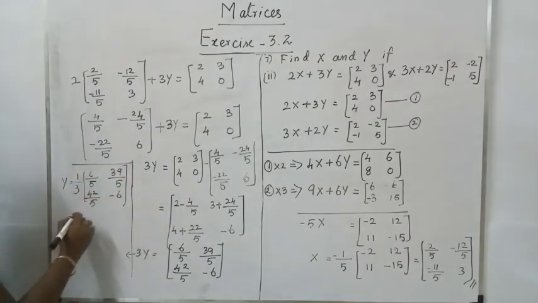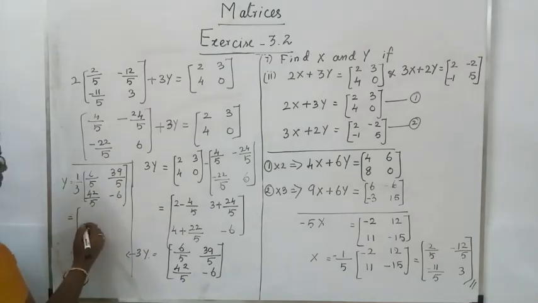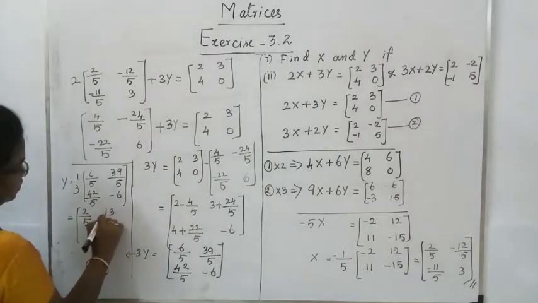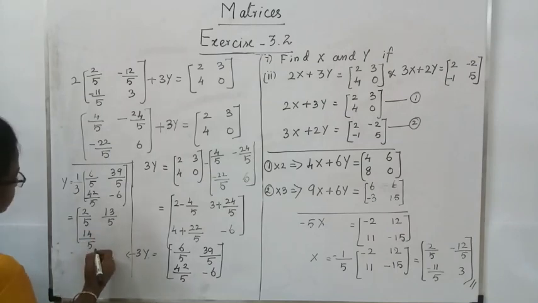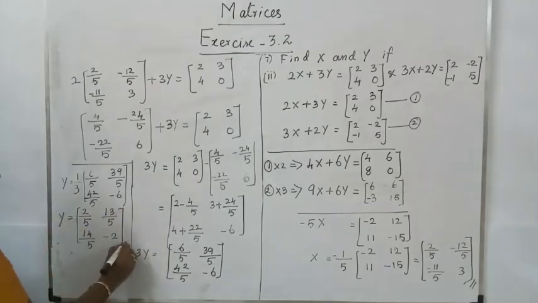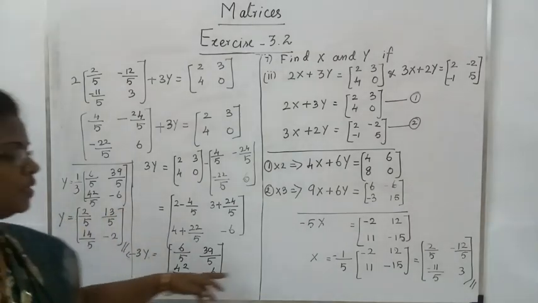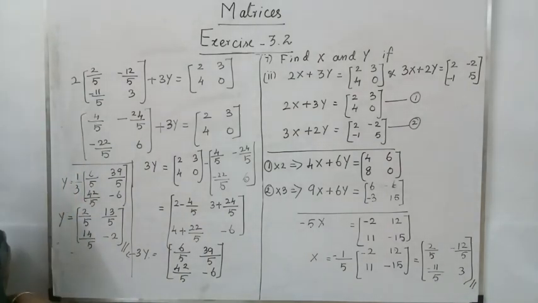So 1 by 3 is multiplied as a scalar value with each and every value inside. So 1 by 3 of 6 by 5 is 2 by 5, 13 by 5, 14 by 5, minus 2. So this is the value for y. So we have got the value of x, and we have got the value of y. This is the way you can solve two matrix equations and get the values of the two matrices.